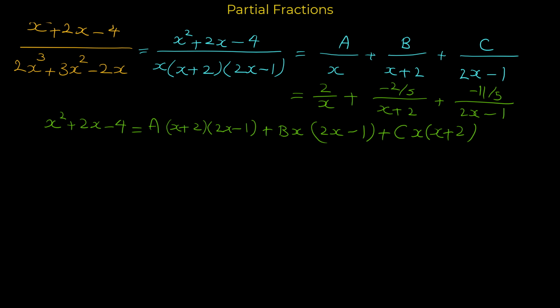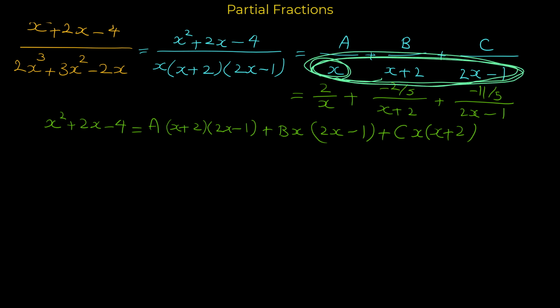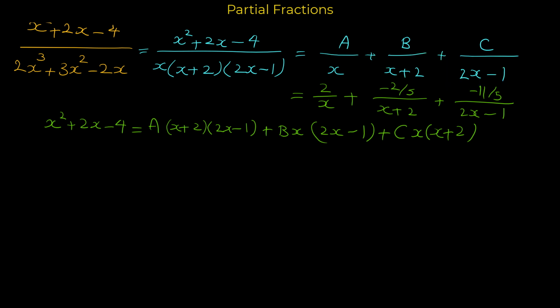But what special numbers we have to plug in for x? Because if you choose random numbers for x and you plug in, it's not so helpful. How do we choose those numbers? We choose those numbers by looking at these denominators that we have here. Here we have x, x plus 2 and 2x minus 1. We choose values for x that make these denominators 0. For example, what value of x makes this denominator 0? 0. If you plug in 0, then this denominator is 0.